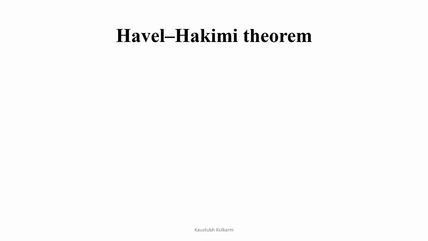Now, these were some simple cases where we could directly state from observation whether a particular sequence of non-negative integers is a degree sequence of a graph or not. However, we need a proper theorem to check whether a given sequence of non-negative integers, which satisfies all the basic conditions, is a degree sequence of a simple graph or not. So for that we have the Havel-Hakimi theorem.